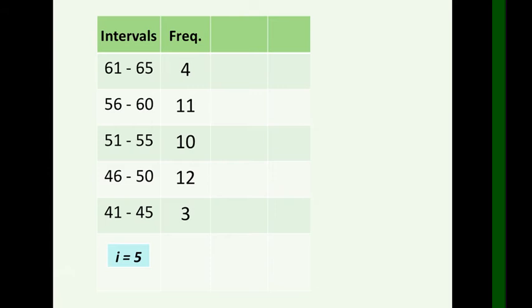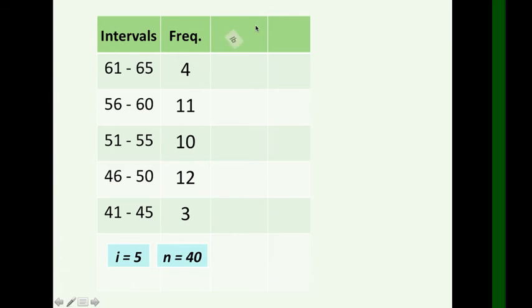For the frequency, we need to get the total of 4, 11, 10, 12, and 3. And the answer is 40. So, N is equal to 40. So, we need to fill in first these things at the bottom before we proceed to the third column.